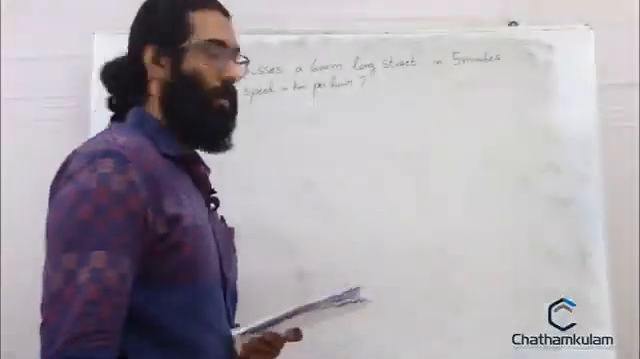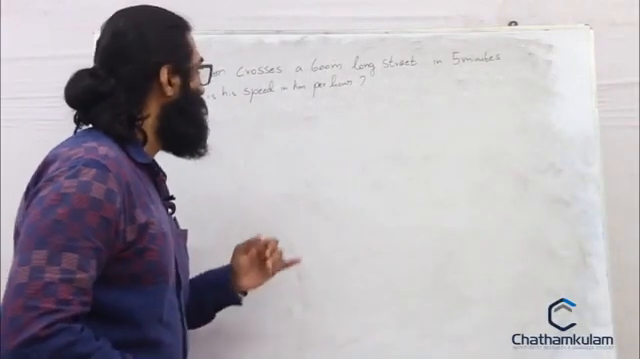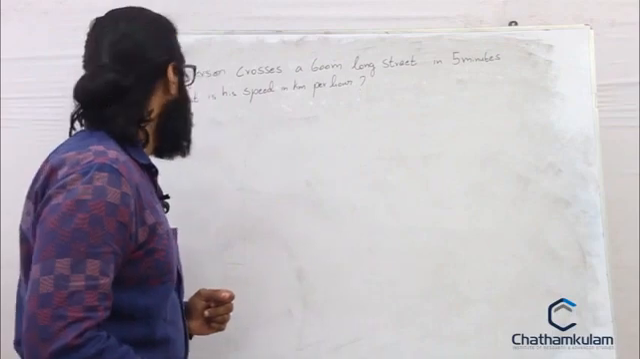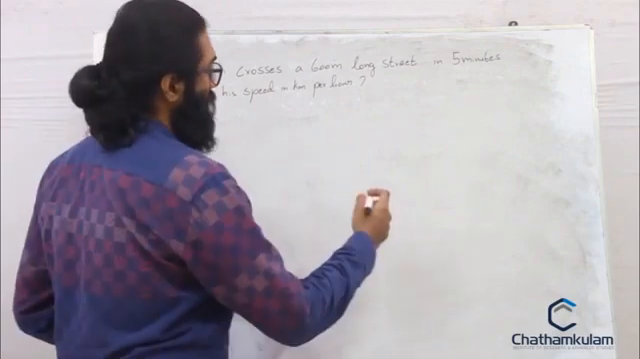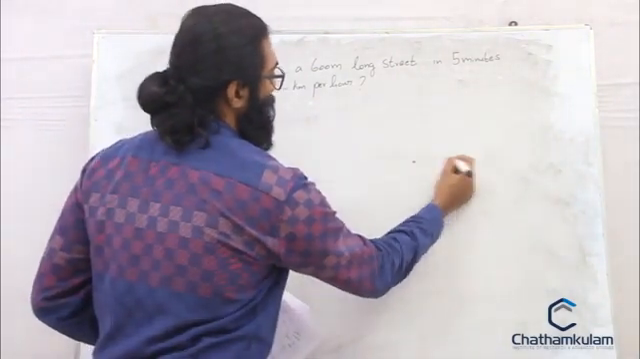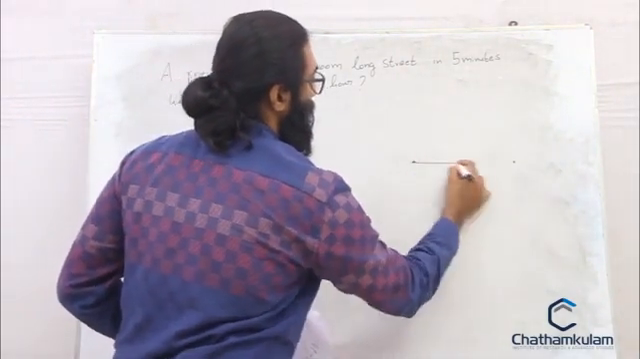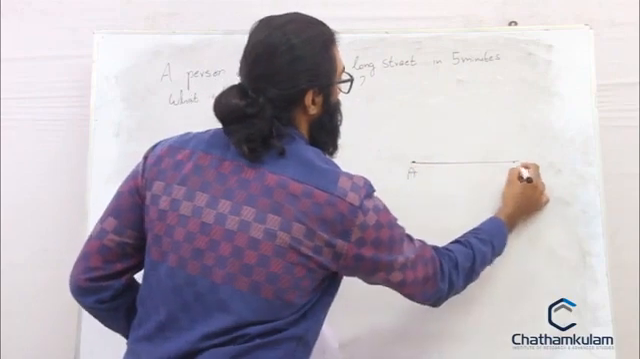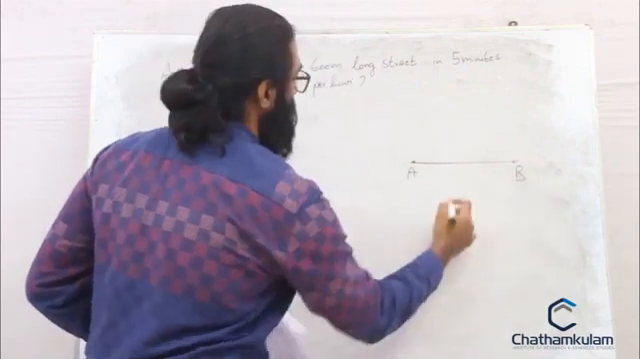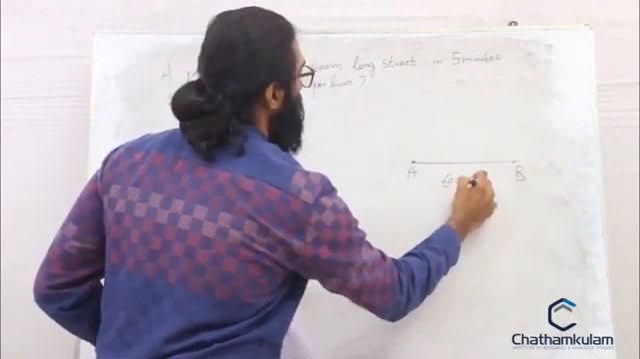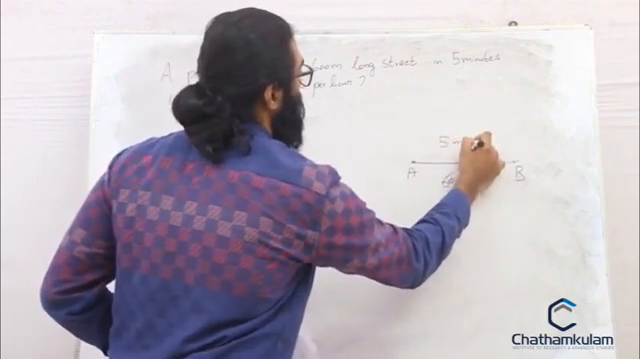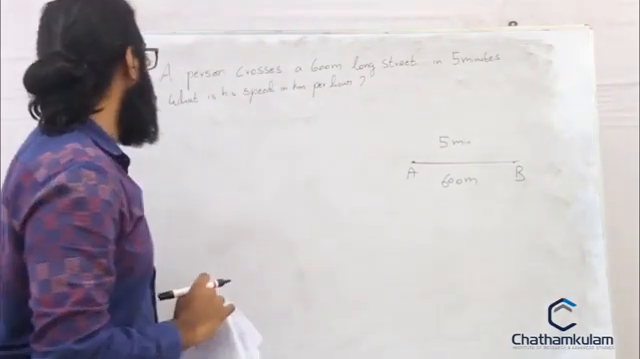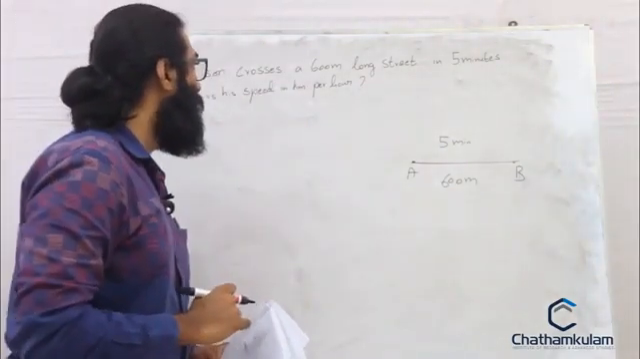So let's see the next question. A person crosses a 600 meter long street in 5 minutes. What is his speed in kilometer per hour? So let's say a person crosses from A to B of length 600 meter in 5 minutes. So this is given in the question. You have to find out the speed in kilometer per hour.